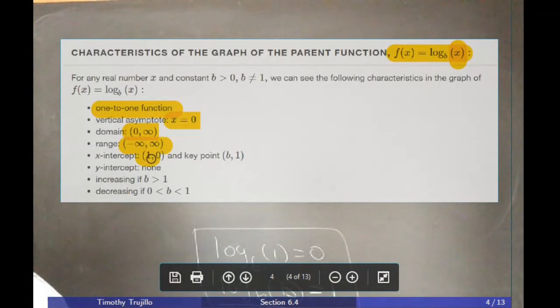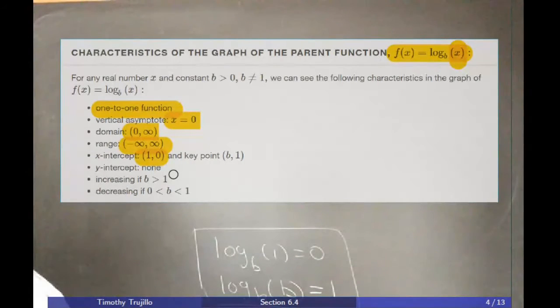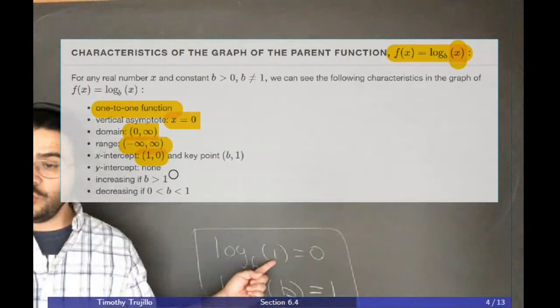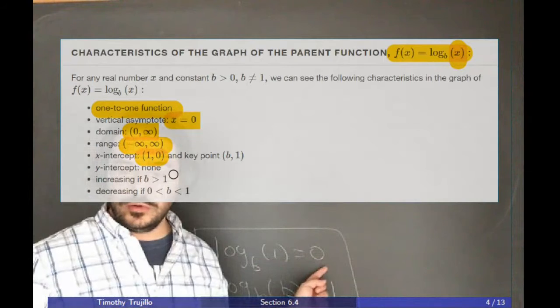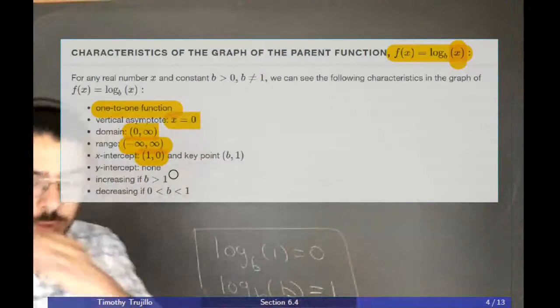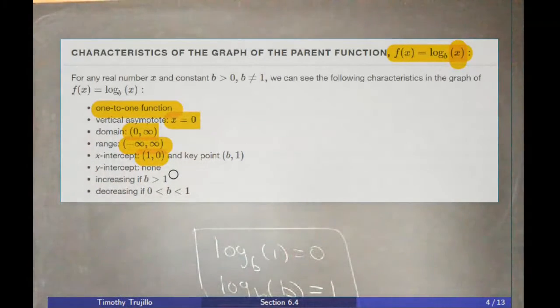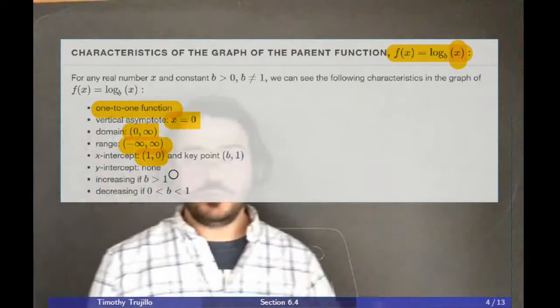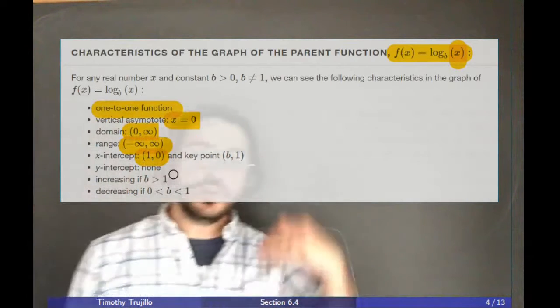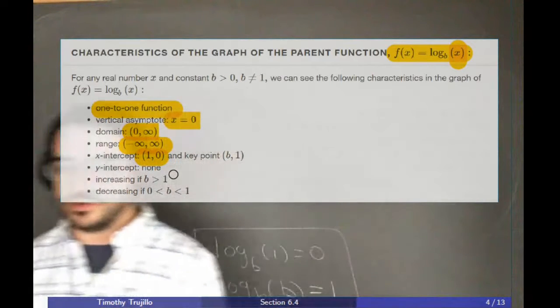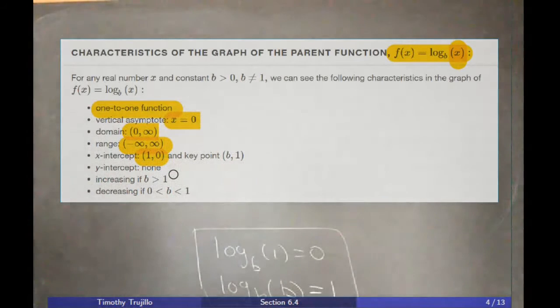The x-intercept is always going to be (1, 0). That's the key point I was telling you about. If you plug in 1 for the value of x in this function, the output is always going to be 0. And remember, that is exactly what we were calling an x-intercept, the zero of the function. So the point (1, 0) will always be on the graph. Sometimes we're going to move that up or down or left or right or stretch it around, but for the base function, the parent function, (1, 0) is always on there.